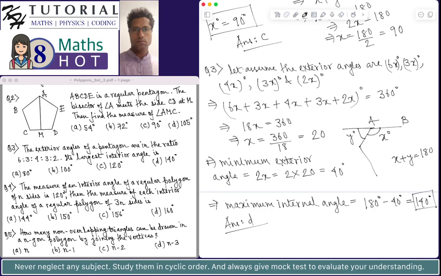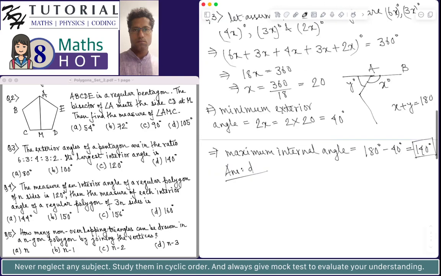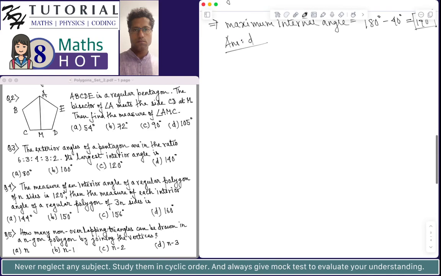Okay, let's do question number 4. The measure of an interior angle of a regular polygon of n sides is 120 degree. Then the measure of each interior angle of a regular polygon of 3n sides is?